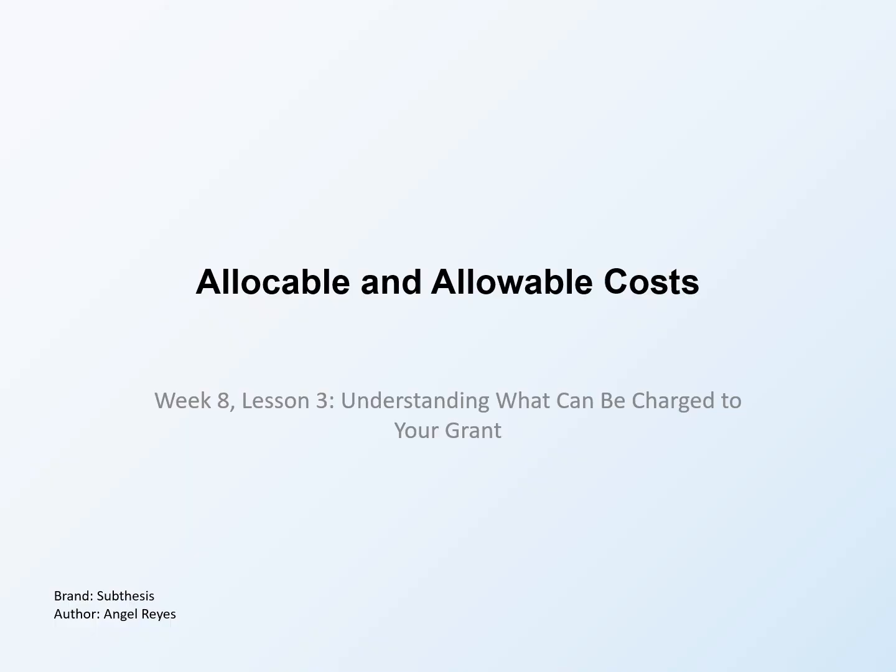The terms sound similar and are sometimes confused, but they address distinct questions. Allowability asks whether a type of cost is permitted under applicable regulations and grant terms. Allocability asks whether a specific cost benefits your particular project. A cost must pass both tests to be legitimately charged to a grant.